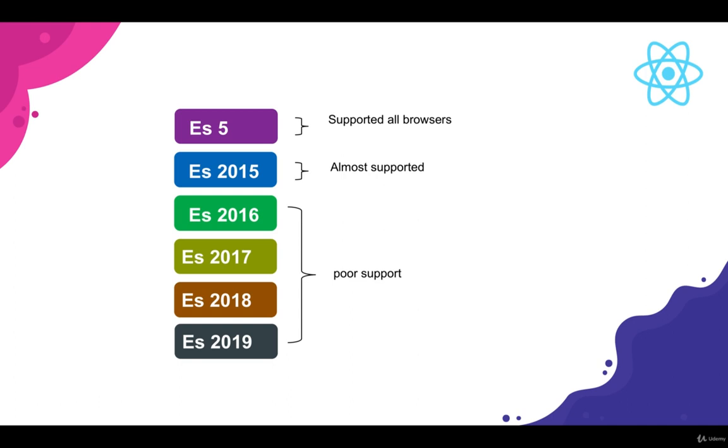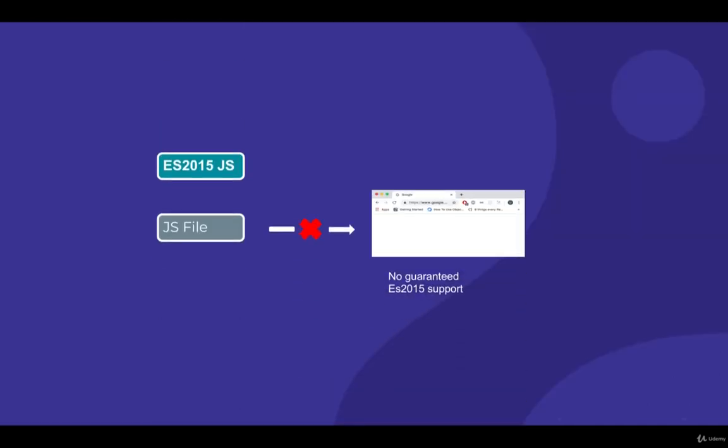So this right here is a diagram of what might happen if we don't use a tool like Babel. We might write some ES 2015 code inside of some JavaScript files, and then send it down to some browser with no guaranteed ES 2015 support. So if we did that, then our code might completely fail to run on that user's browser, and they probably won't see any content when they visit our web page. They'll probably just see a totally blank page or something like that.